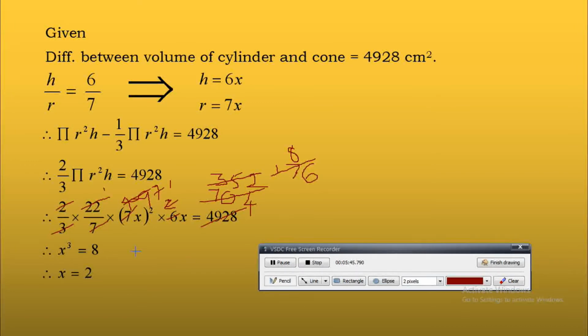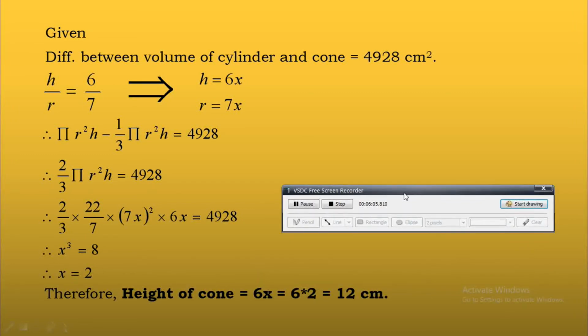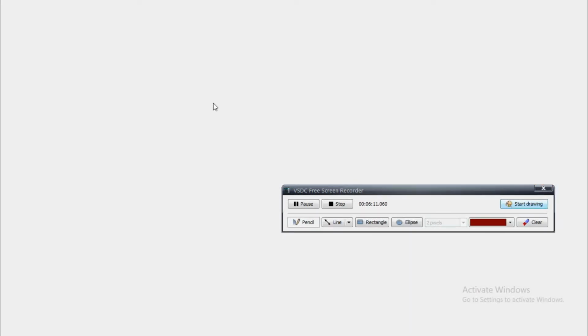So x cube is equal to 8, so x becomes 2. So the height is equal to 6x, so 6 into 2 is equal to 12. This is the answer.